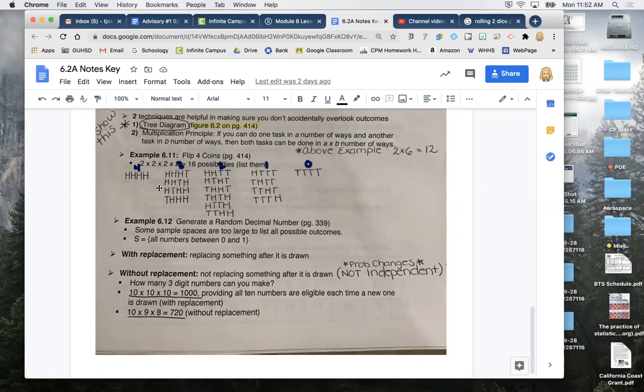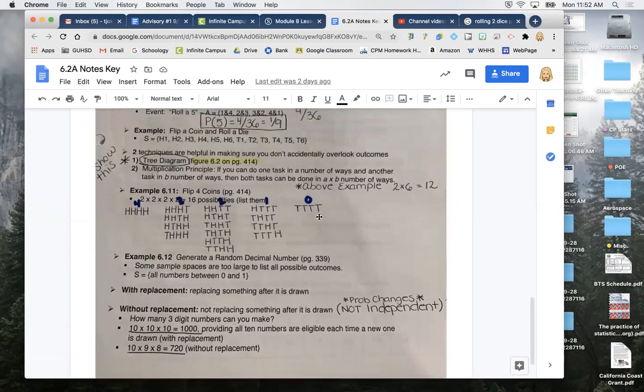What we're going to be doing moving forward is assigning probabilities to these sample spaces. So the probability of having 4 heads is going to be a 1 in 16 chance. The probability of having 3 heads is going to be a 4 in 16 chance. The probability of having 2 heads will be a 6 in 16 chance. The probability of having 1 head is going to be a 4 in 16 chance, and the probability of having none at all, no heads at all, will be a 1 in 16 chance. And that is all we're going to talk about today.